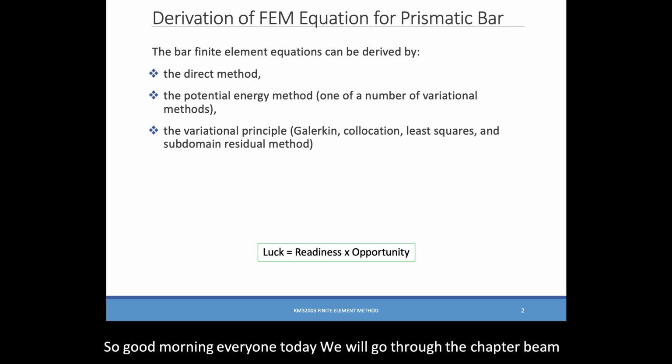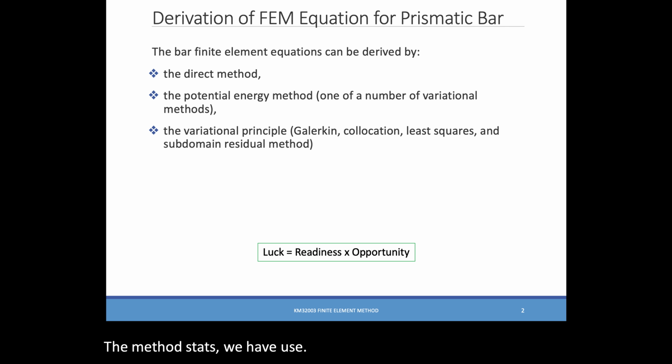In previous chapters we have derived the FEM equations for a prismatic bar. The method that we have used is the direct method. However, we can also apply the potential energy methods as well as several other principles such as Galerkin's residual method. This will only prepare you with some knowledge, okay?